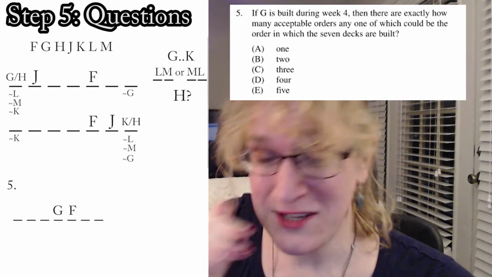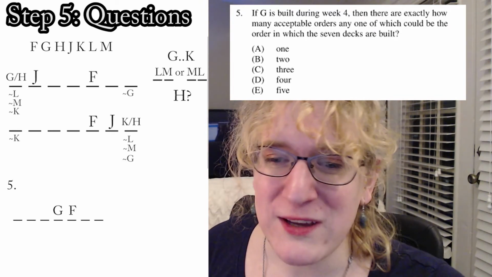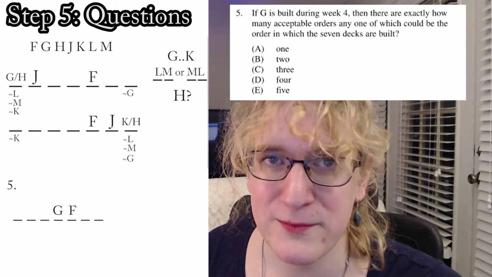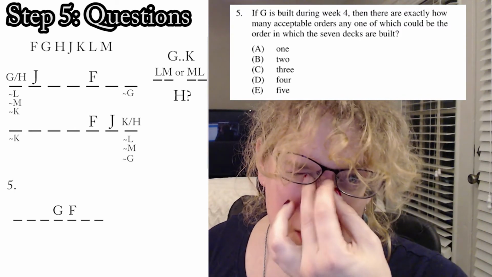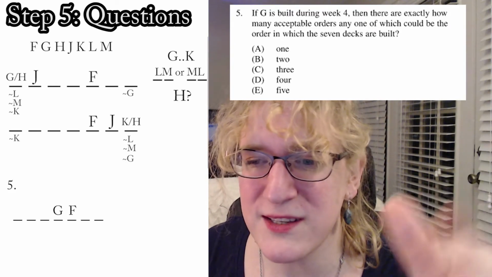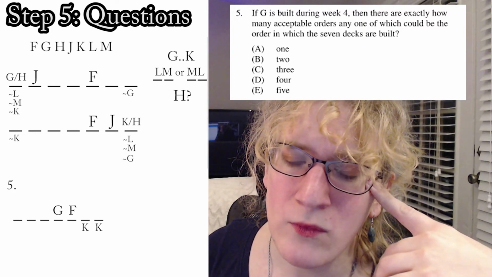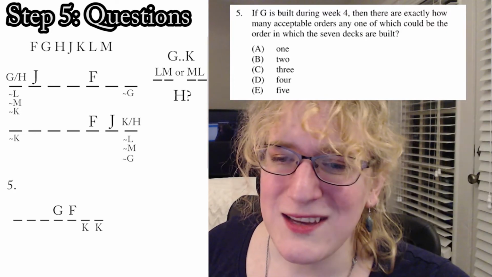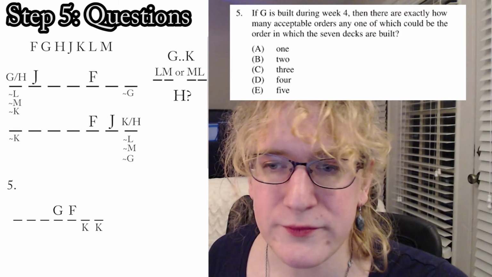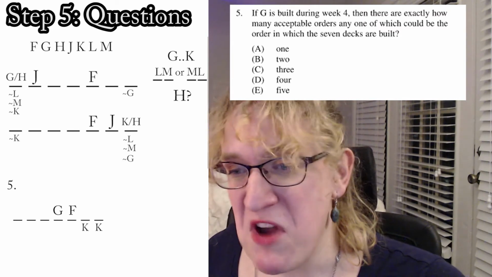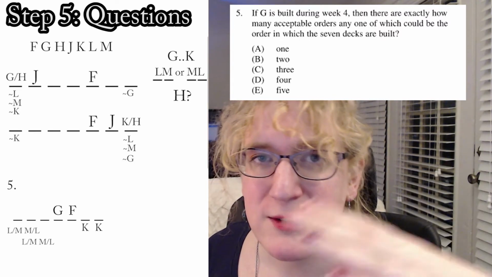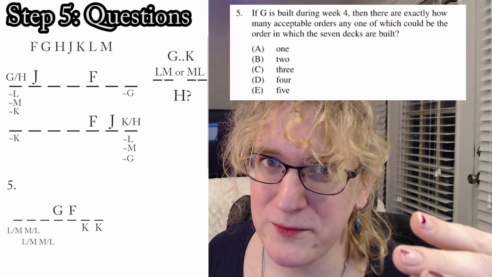So, if G is 4th, the only real thing we know about it is that it can't go 7th, and that K comes after G. So, where can K go? Well, it can't go 5th, obviously, so we have the 6th and 7th slots open. All right, well, if K is 6th or 7th, where am I going to fit in the LM block? Well, I'm not going to fit it in 6th or 7th, so L and M is going to have to come before G. With me so far?